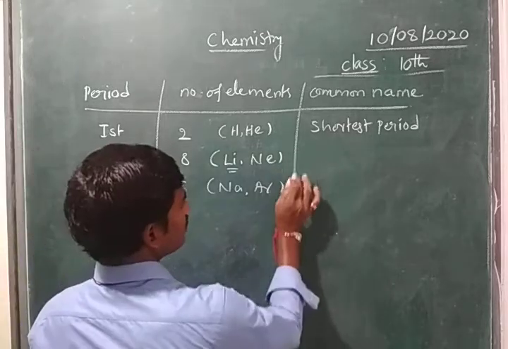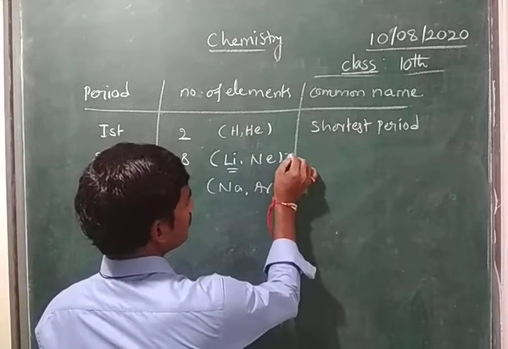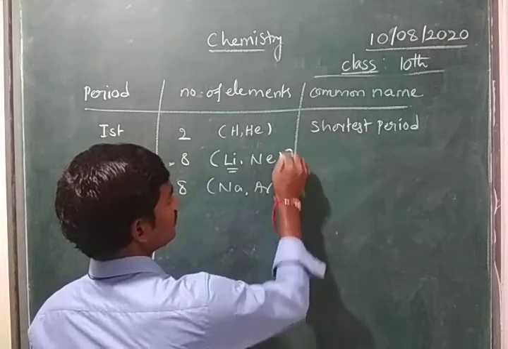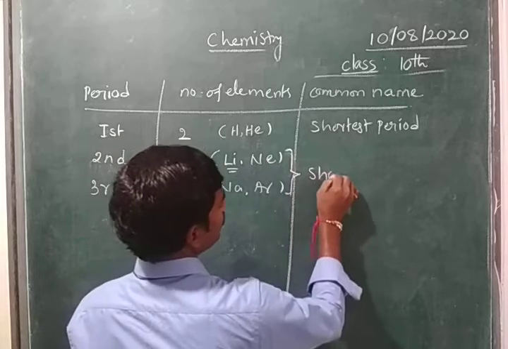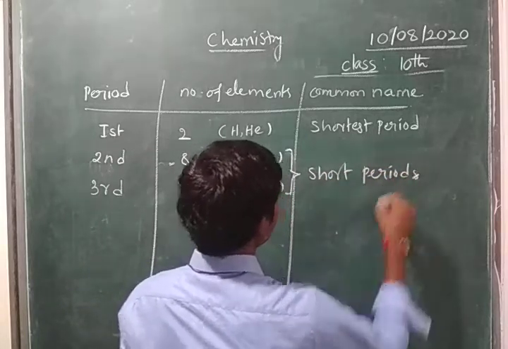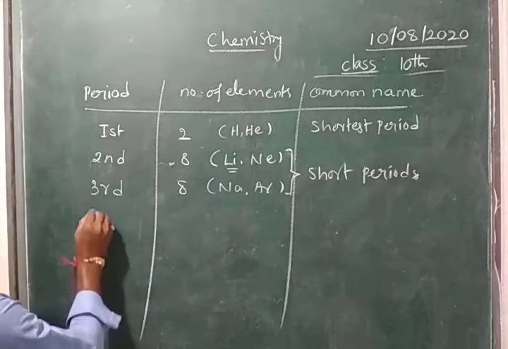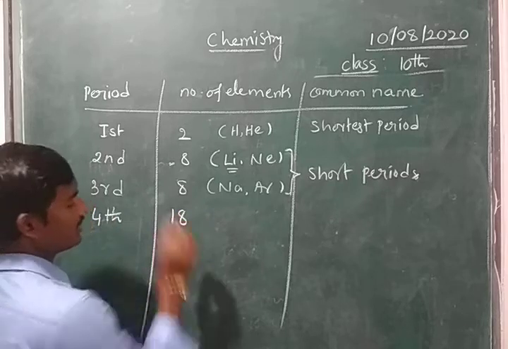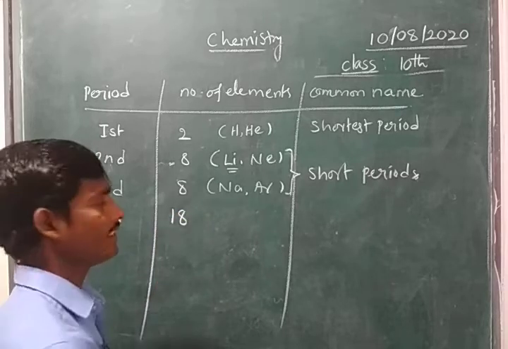That's why these two we have to consider as short periods. Short periods. Okay, then coming to the fourth period. The fourth period consists of 18 elements. How many elements, children? 18 elements.